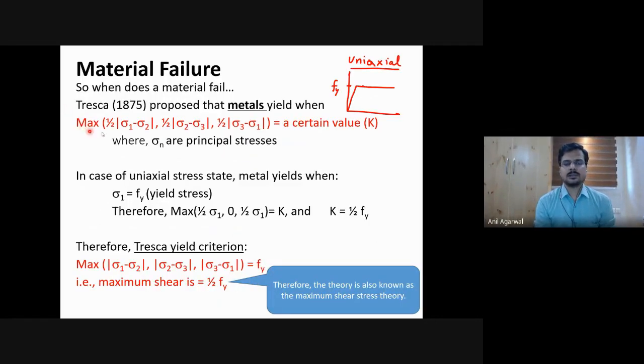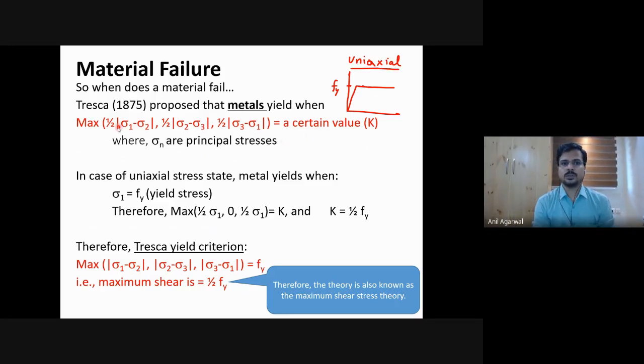What it says is that you take the difference between sigma 1 and sigma 2, the difference between sigma 2 and sigma 3, and the difference between sigma 3 and sigma 1. You take the modulus so that the signs are removed, because you don't know which one is bigger, which one is smaller. Irrespective of that, you just take the modulus, that is, keep it positive. Take half of that, and whichever one is highest should not exceed a particular value.